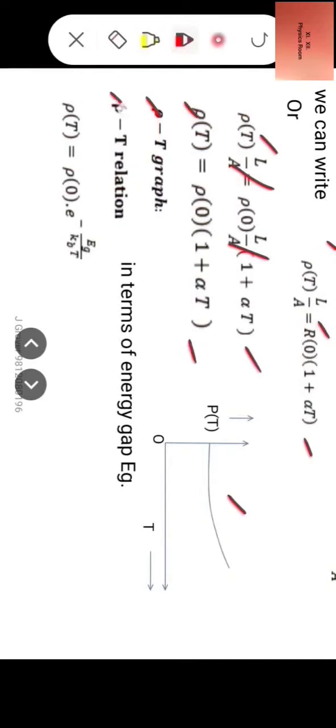Now, the ρ-T relation in terms of energy gap Eg is given by the expression ρ_T equal to ρ0 into e raised to power minus Eg by kBT. This is how the ρ-T relation is given in terms of energy gap.